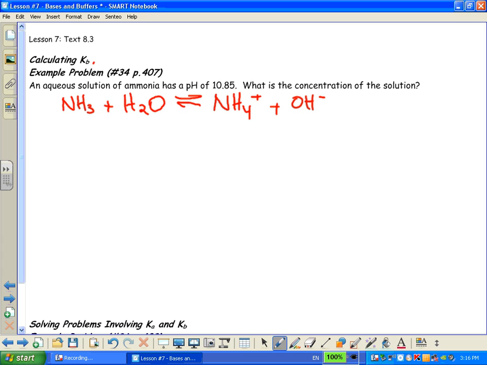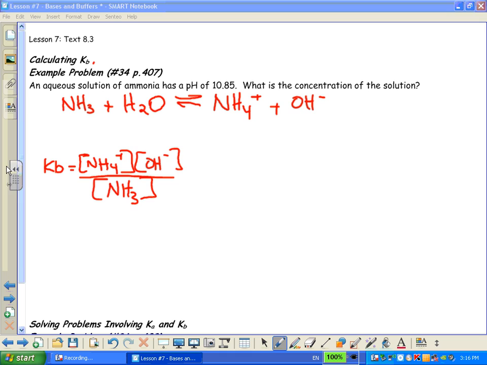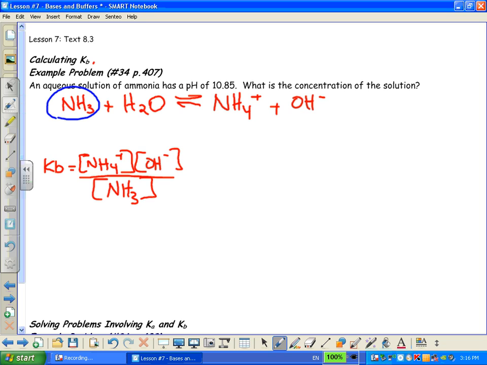And if we wrote our Kb equation, so Kb is equal to products over reactants, so we're going to have NH4+ times OH- over our reactant, which is NH3. The question is asking what is the concentration of the solution. So when it says that, what it's referring to is actually ammonia. So it's asking you what would be the concentration of ammonia. We're not really given a lot of information here, except for the pH of the solution.